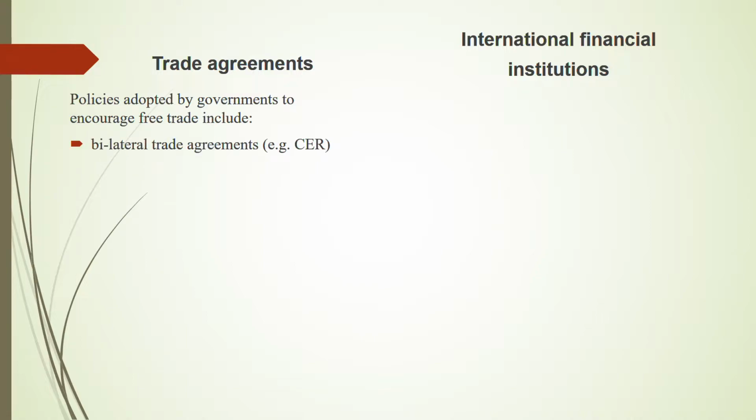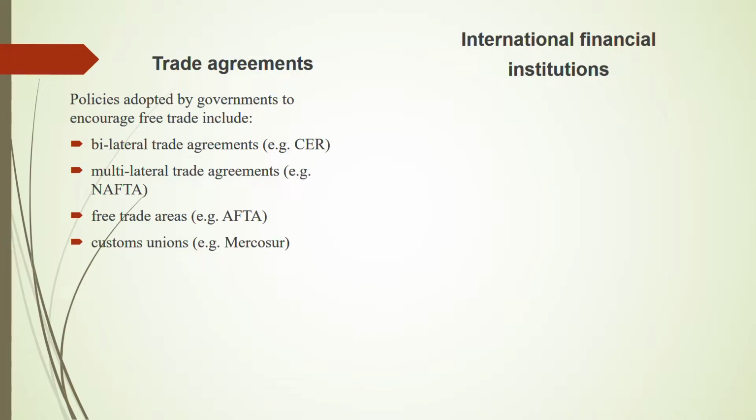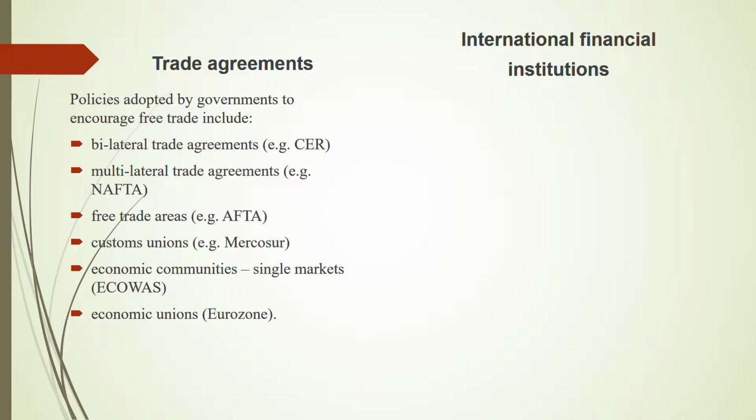Bilateral trade agreement. Then we have multilateral trade agreement. You must have heard about NAFTA, North American Free Trade Agreement. Then we have SAFTA, WTO, World Trade Organization. Then we have free trade areas, customs union, economic communities, economic union, Eurozone. Out of this, mostly what is asked is Eurozone, that is your EU.